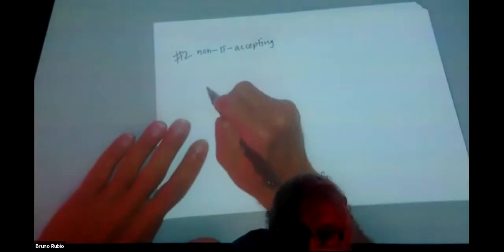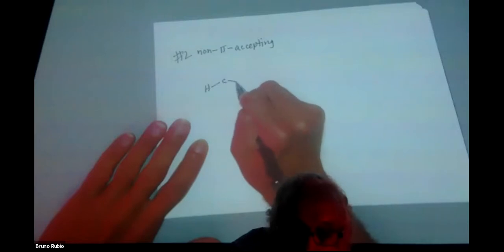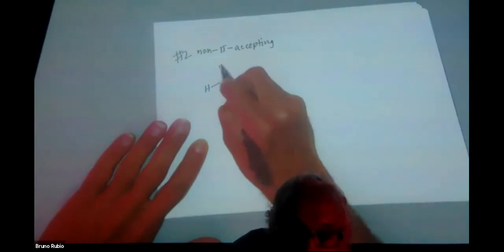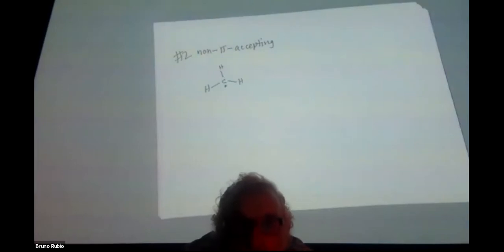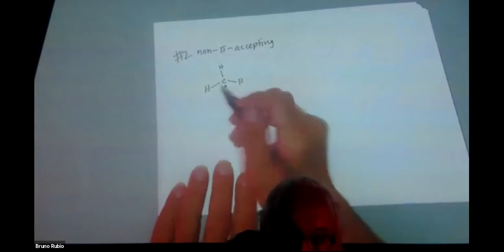So for example, we could have the methyl radical, right? That's not pi accepting. Look at that radical dot. Is it sitting next to a multiple bond? No. Is it sitting next to an atom that has an unshared pair of electrons? No. That is a non-pi accepting radical. It does not take part in resonance.